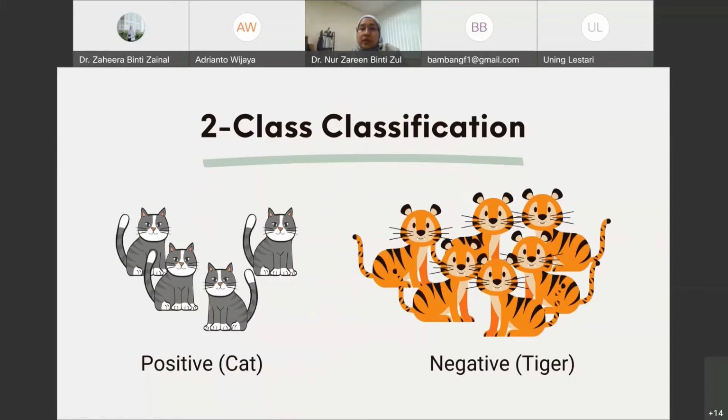When you do a classification, because the question is asking about cats, we will consider the cats as positive, and the tiger or any other animal would be considered as negative. In this problem, we only have 2 types of animals, cat and tiger. That's why it is called a 2-class classification, because you only have 2 different classes. If you have maybe 2 more animals, for example, then it will become 4-class, and the confusion matrix would get a little bit more complicated compared to 2-class classification.